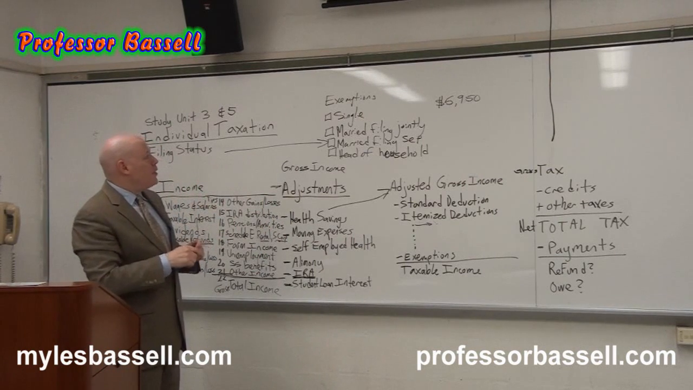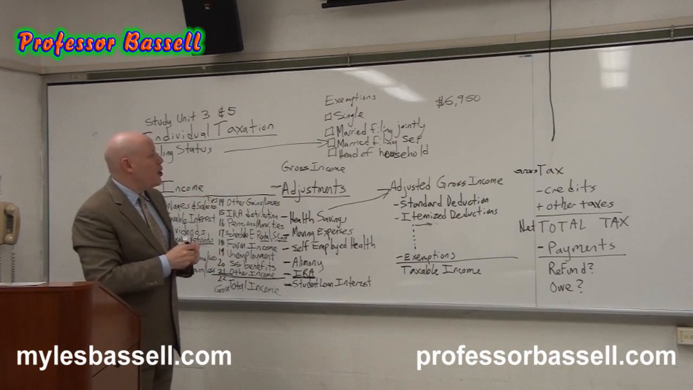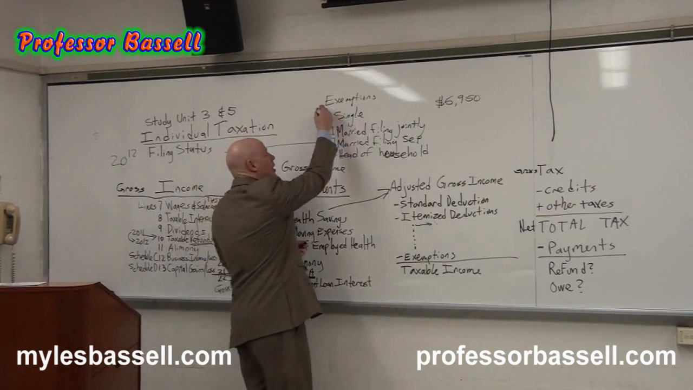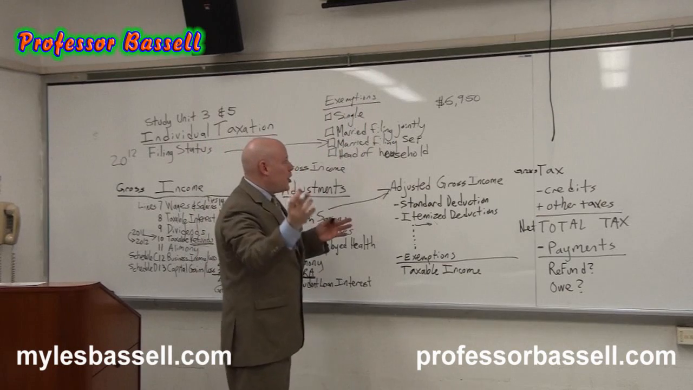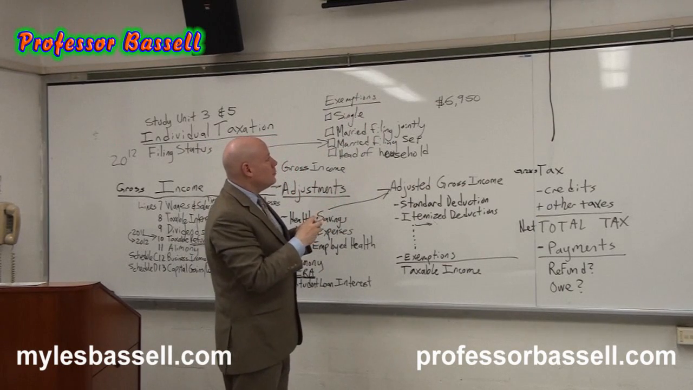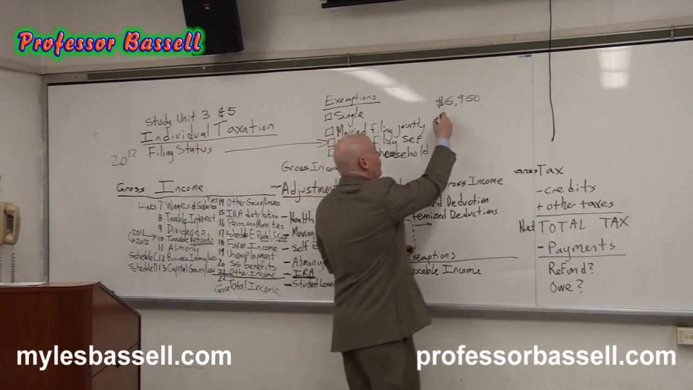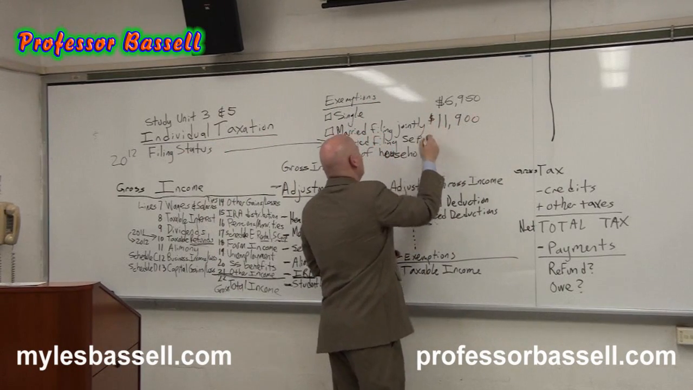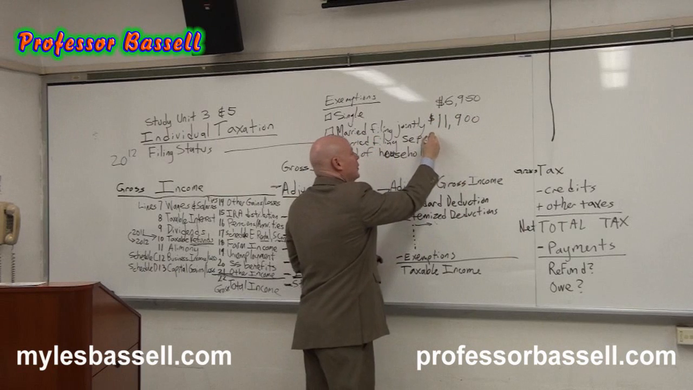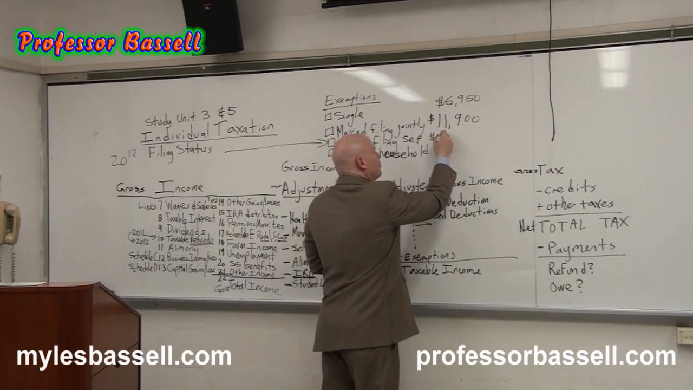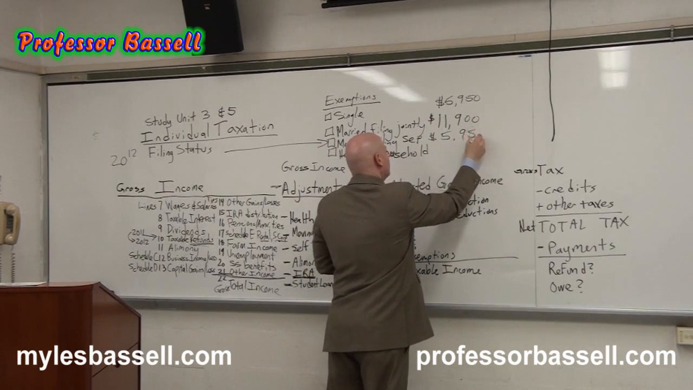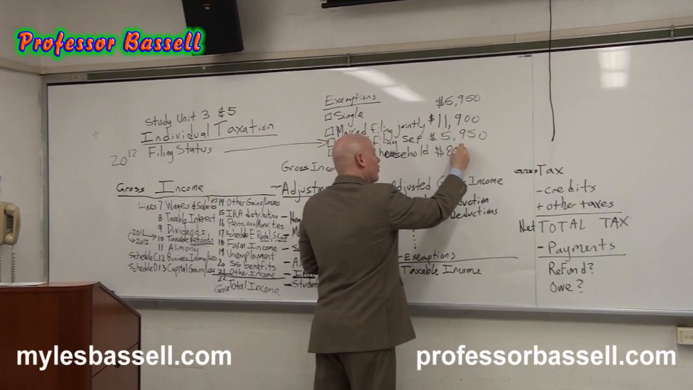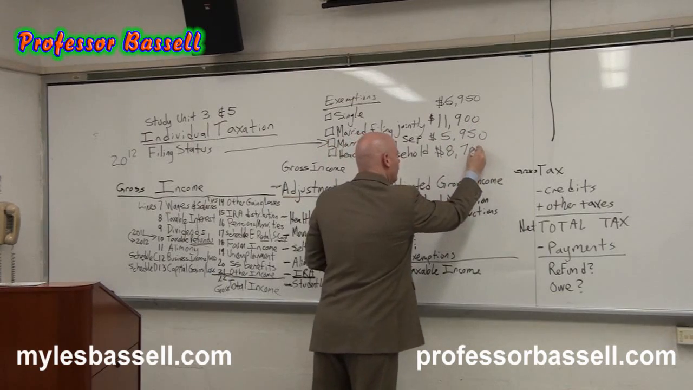So what about married filing jointly? If you're married, and you and your spouse file a return together, then what is the amount of the exemption, not the standard deduction? 11,900. Yes. And for married filing separately? $59.50. And head of household? 8,700. Right, 8,700.